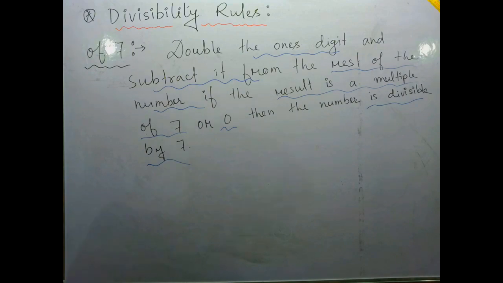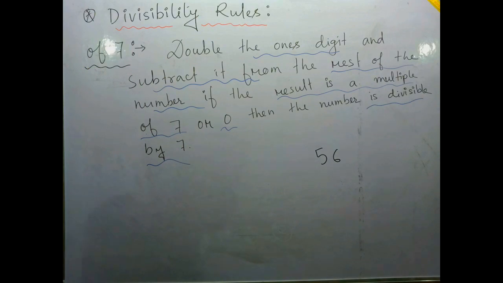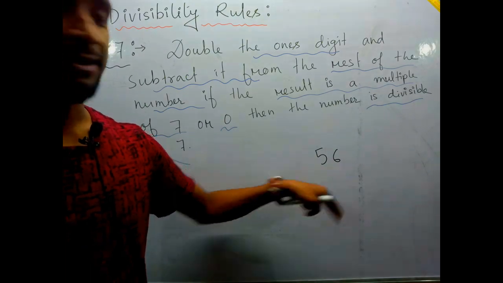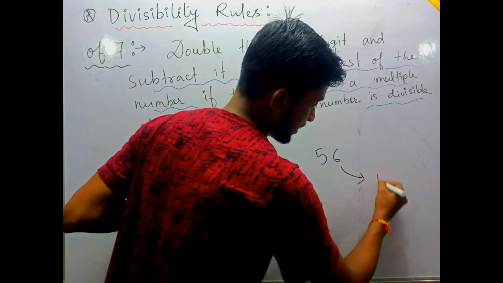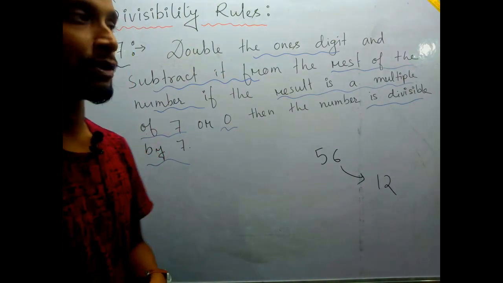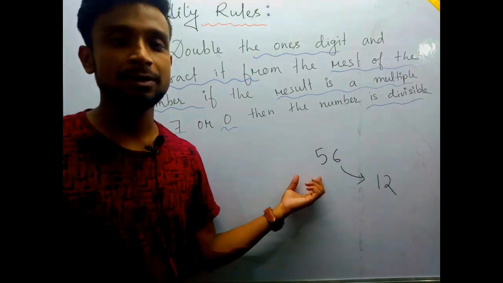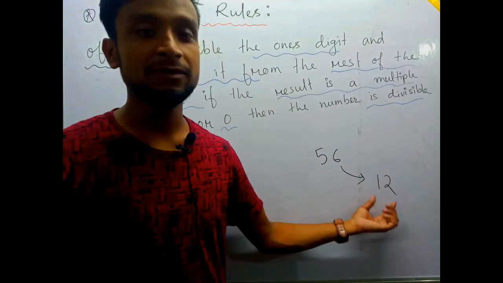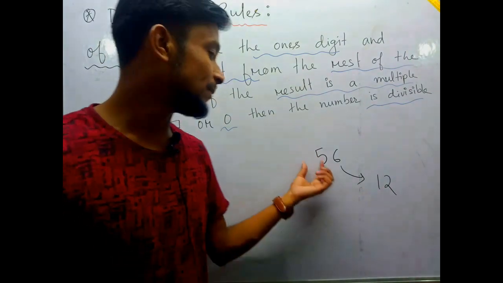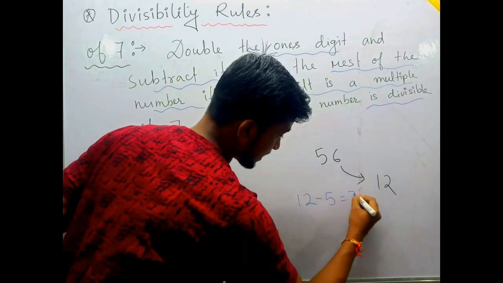Let's take one example. Suppose 56. Now see, 6 is in the ones place, right? So now we will double this 6, that is, it will be 12. Double means multiply by 2, 6 times 2 is 12. Subtract from the rest of the number: 5 minus 12, or 12 minus 5, since 12 is bigger we subtract 12 minus 5. What will be the answer? 12 minus 5 is 7, that is the answer, right?